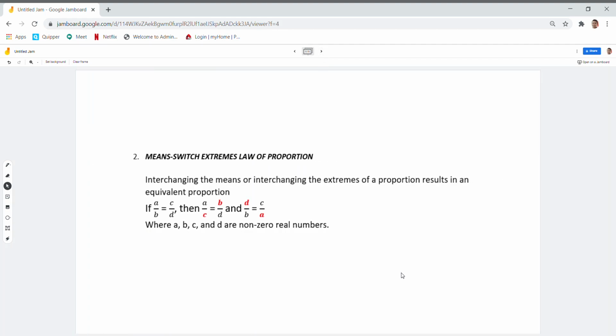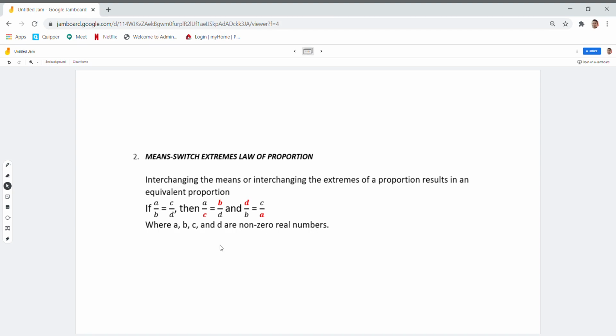Now let me introduce to you the second law of proportion. This is called the means switch extremes law of proportion. Here, interchanging the means or interchanging the extremes of a proportion results in an equivalent proportion. If A is to B as C is to D, then A is to C as B is to D, and D is to B as C is to A.